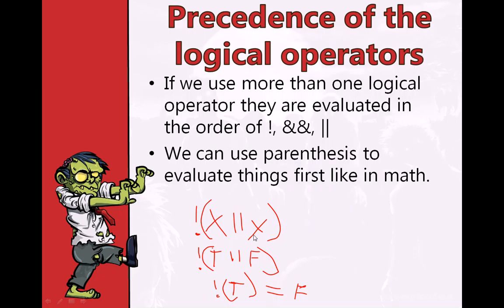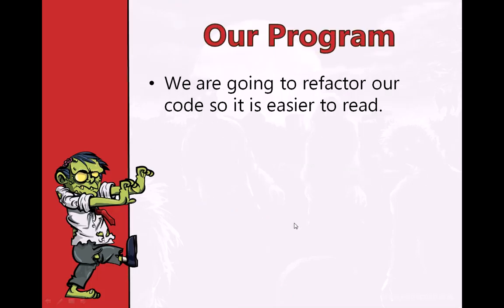So what we're going to do in our program is refactor our code so it is easier to read. What we mean by refactor is we're going to change our code, reorganize our code. There's not going to be any changes to what the user sees, but we're going to streamline things. We're going to make our code more efficient, is what that means.